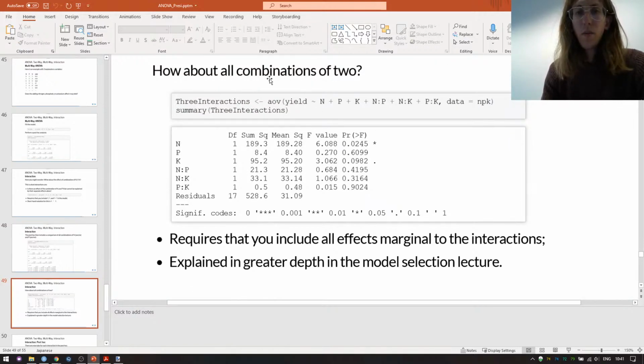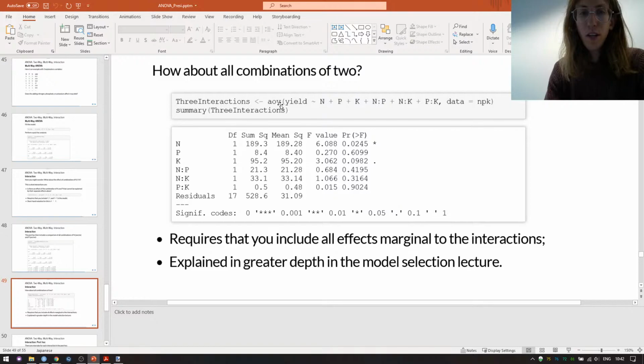Okay, now how about all the combinations of the two? So we have nitrogen, phosphorus, and potassium, but maybe we're not only interested in the interaction between nitrogen and phosphorus, but also in the interaction between nitrogen and potassium, and in phosphorus and potassium. So in that case, we could just put it all in the model. So for each explanatory variable that you're interested in, you just put a plus sign there. So we have n, p, k, and all the interactions.